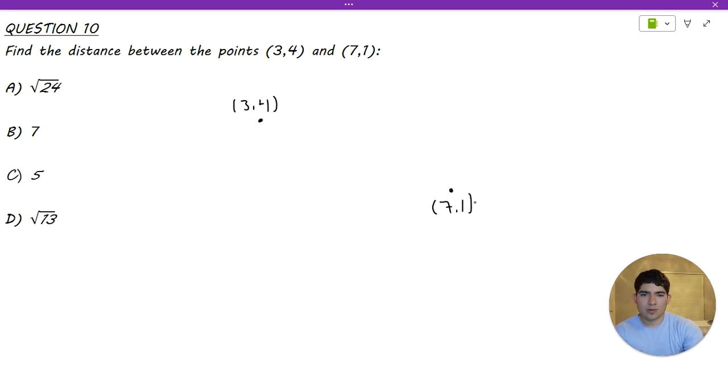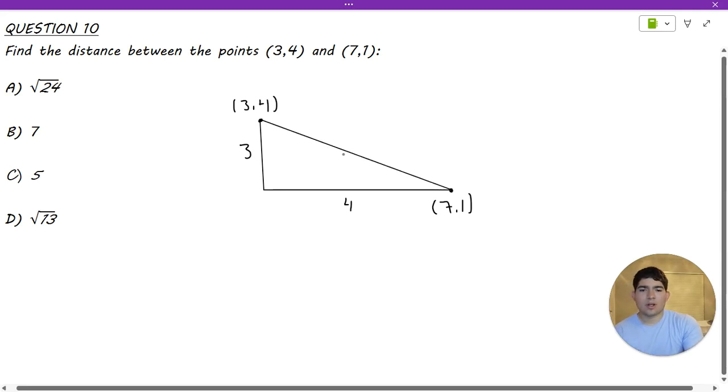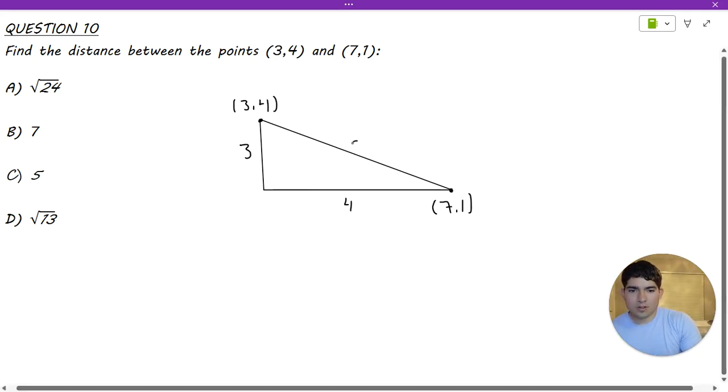Okay, so we want to find the distance between the 2 points right here. So when I say draw yourself a little diagram, this is what I do. I just draw across from here, and then I draw up from here, and then I know that the distance from 3 to 7 is going to be 4, and then the distance from 1 to 4 is going to be 3, right? But I want to find this distance right here. So what we're going to do is use the Pythagorean theorem. So you remember a squared plus b squared is equal to c squared. So we'll just plug our numbers into the equation.